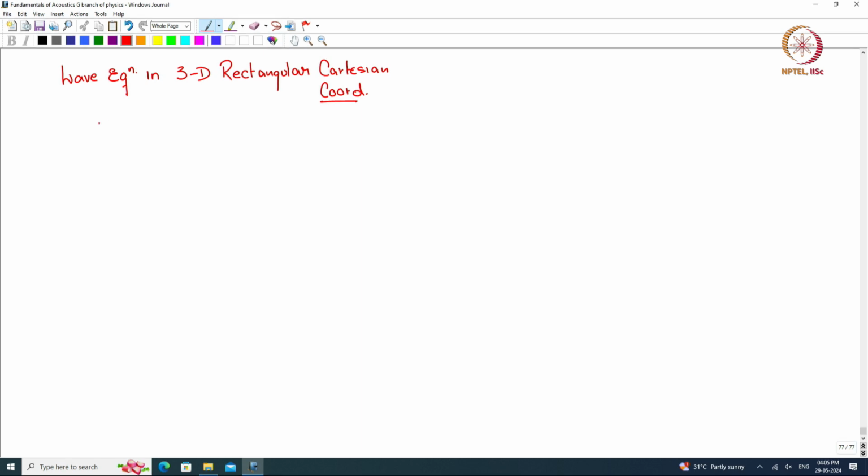So the equation looks like this: del 2 p tilde del x square plus del 2 p tilde del y square plus del 2 p tilde del z square is equal to 1 over c square del 2 p tilde del t square.